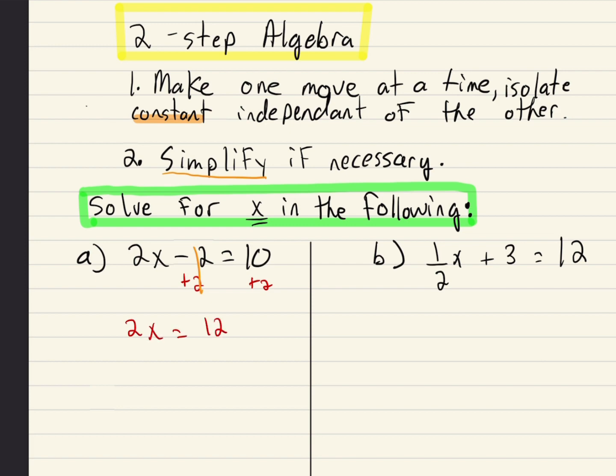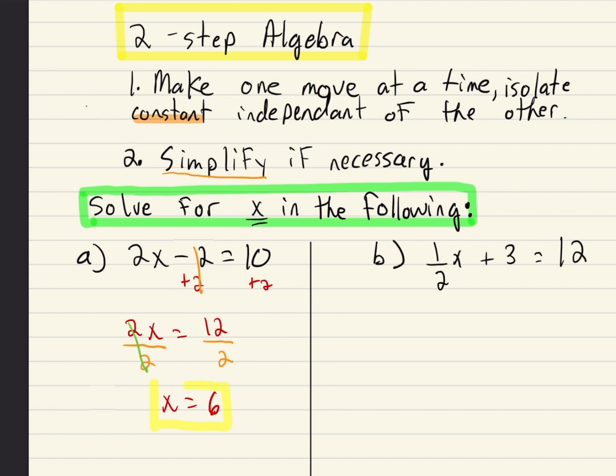Now, as a second step, I'm going to isolate the x by removing the 2. And again, using inverse operations, since it's multiplied, I'm going to divide both sides by 2. And that's going to leave me with x is equal to 6. So I had to do this one in 2 steps.